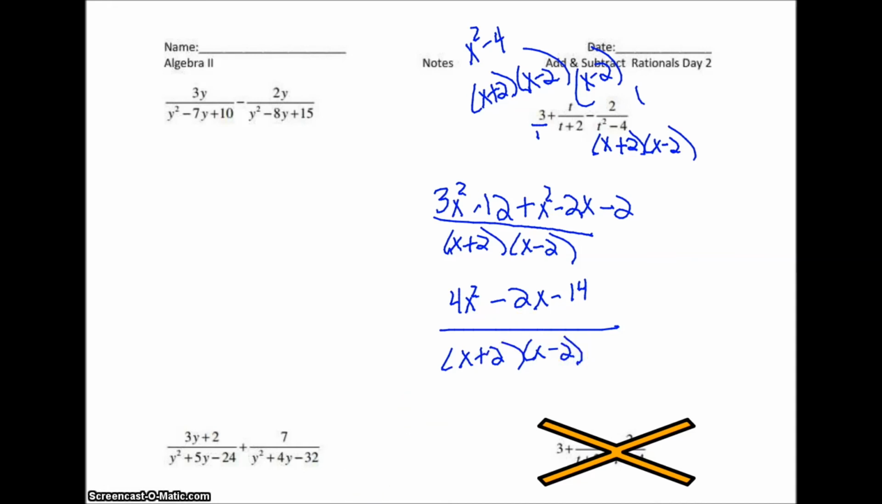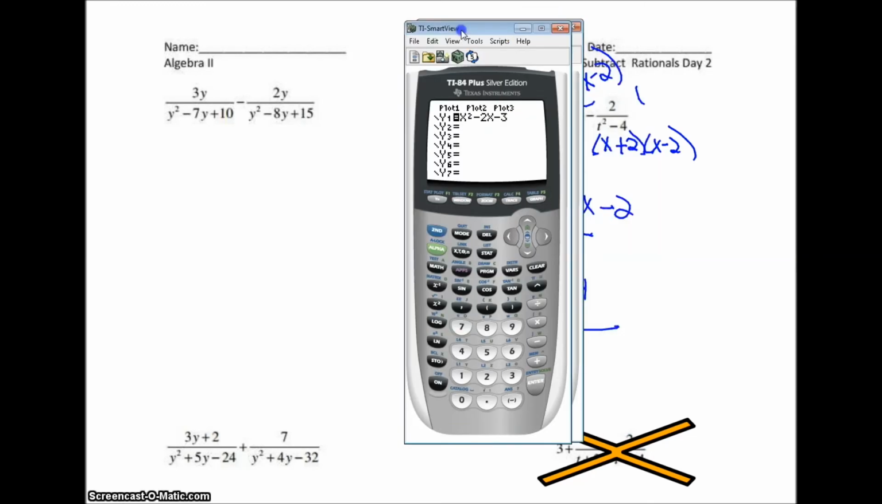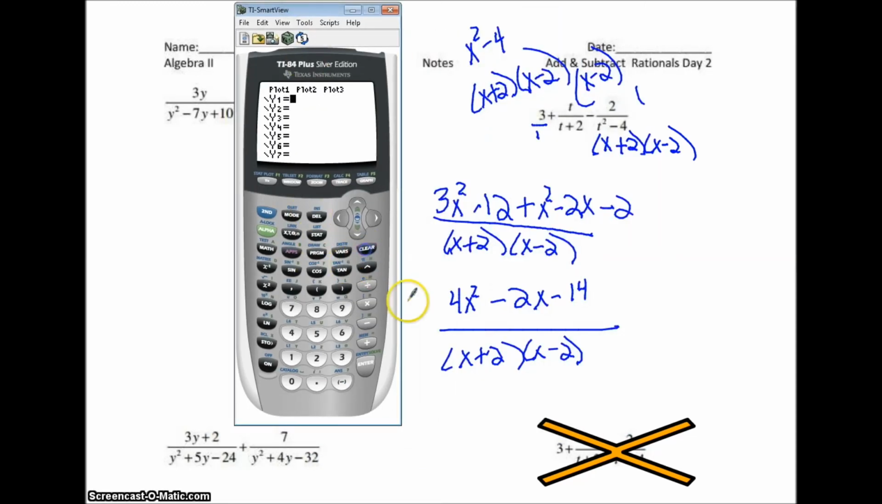Before you spend a lot of time factoring, I mean, it's okay if you do, but before you do, I would come in here and I would go to y equal and put the top, 4x squared minus 2x minus 14. And I would go to my table. And do you see it goes from a negative to a positive and it totally skips over 0? So that means it's not going to be x plus a number or x minus a number. Okay? Same thing this way. It goes from a positive to a negative, totally skips over 0.